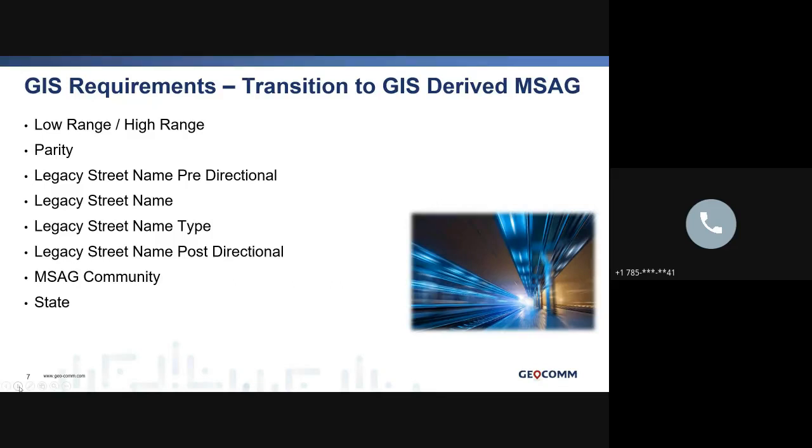In today's MSAG, you have an odd even field where you can populate it with odd, even, or both. And the parity has almost the identical information in there and will be used instead. You also need to have the legacy street name predirectional, street name type, and post-directional. So all of the different GIS fields that make up the legacy street name. You also will need to have the MSAG community and the state. Next slide, please, Blake.